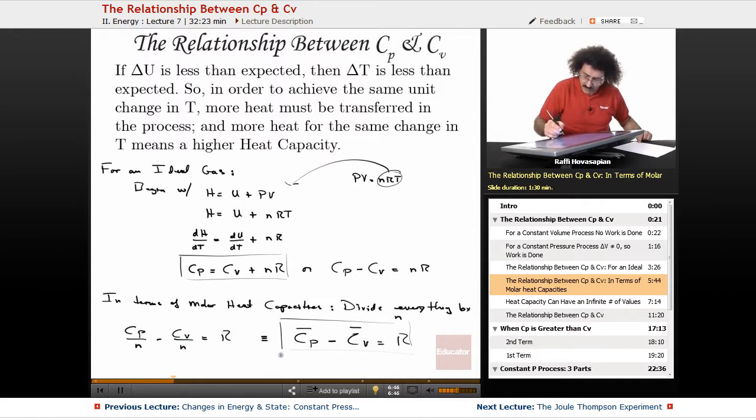These are our relations right here. You can think of it this way. It doesn't matter. Anytime you see a line over something, it's a molar quantity. That means that you've just divided everything by n, the number of moles. Okay, there you go. So for an ideal gas, this is the relationship. The constant pressure heat capacity is equal to the constant volume heat capacity plus nR, or Cp minus Cv equals nR. Either one is fine, depending on how you want to use it.